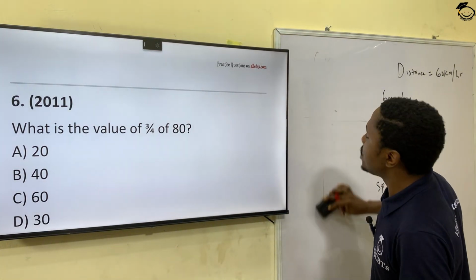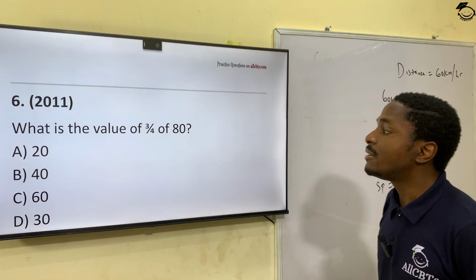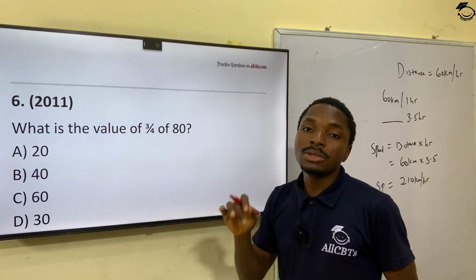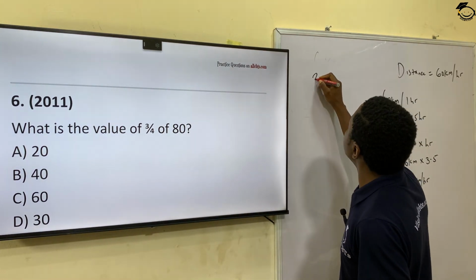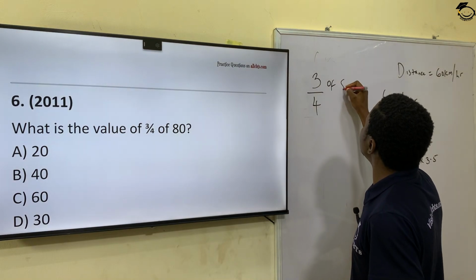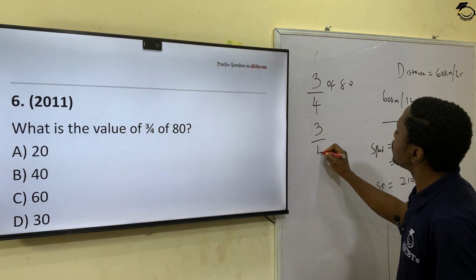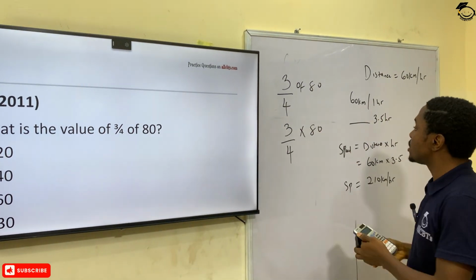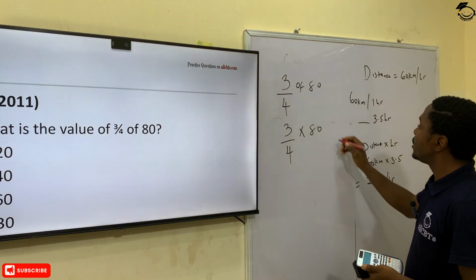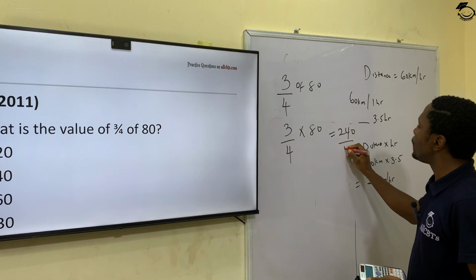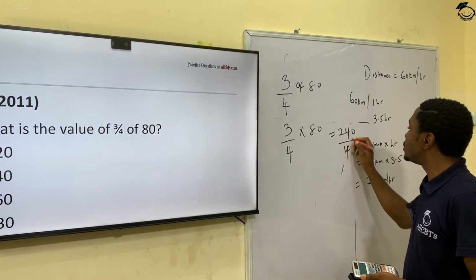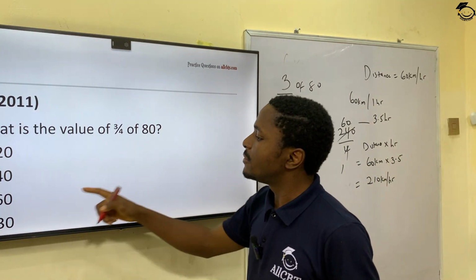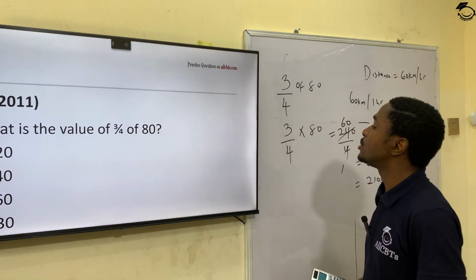Now we move on to question 6. What is the value of 3 over 4 of 80? As I've often said in previous questions, of simply means multiplication. So 3 over 4 of 80 will be what? 3 over 4 times 80. Okay, so 3 times 80, that's what? 240, right? That's 240 divided by 4. 4 in 24 is what? 60. Okay, so the value of 3 over 4 of 80 is 60. Option C is the correct option.